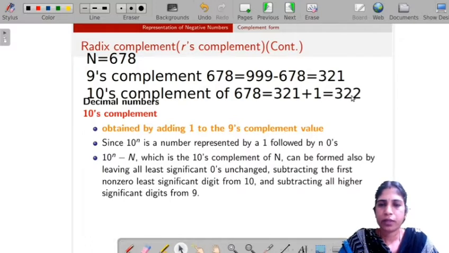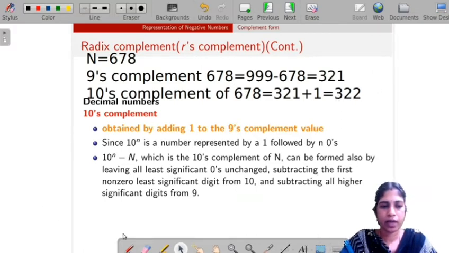The second method to find the 10's complement of a number is to subtract the first non-zero least significant digit from 10 and subtract all other higher significant digits from 9. Okay, in this case, the first non-zero digit from the least significant side is the first digit itself. So subtract 8 from 10. So 10 minus 8 is equal to 2. All other higher significant digits are subtracted from 9. So 9 minus 7 is 2. 9 minus 6 is 3.